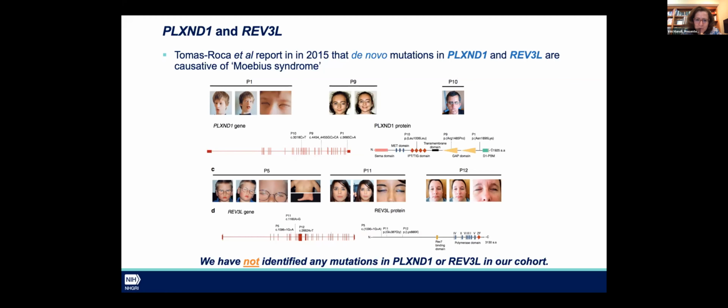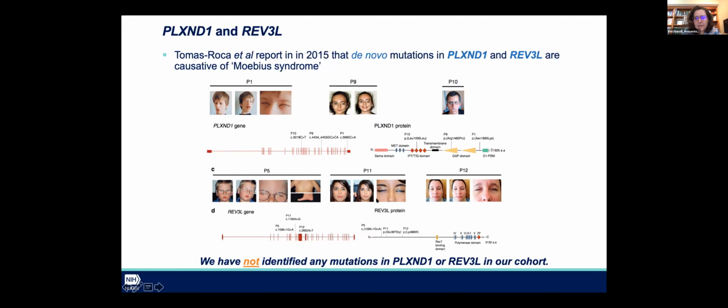There is though a report that suggests there are 2 genes that have been associated with Moebius-related syndromes, because the kids described here with de novo, autosomal dominant heterozygous variants in PLXND1 and REV3L have a very variable phenotype. So this kid has Poland's anomaly and Moebius, developmental delay, autism.